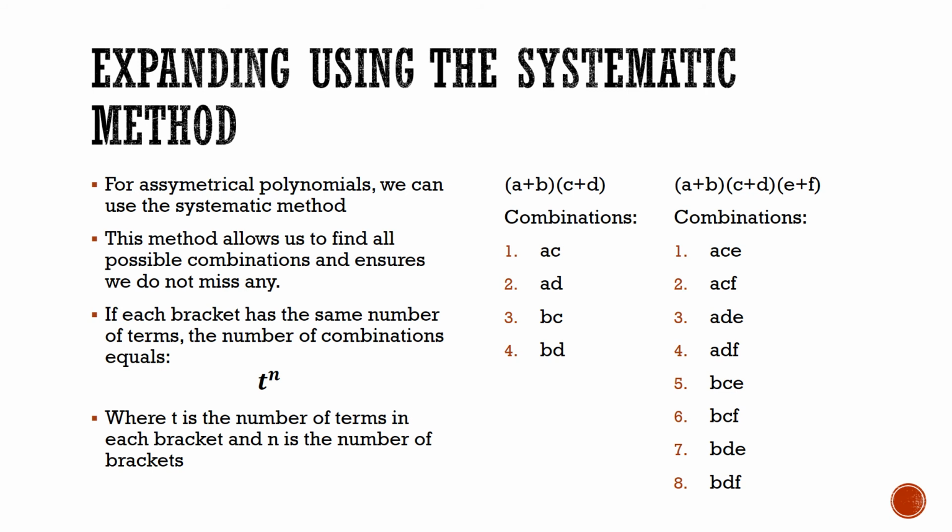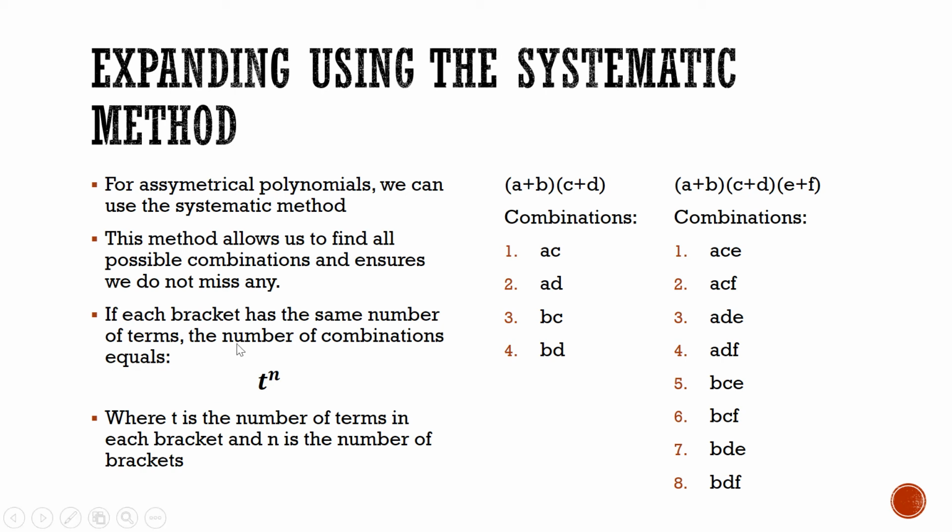This is a bit of revision from last term using the systematic method. It is essentially using the FOIL method for multiple brackets. So this does not need to be symmetrical, okay? But it also doesn't really help us that much. It's a very long-winded method, but this will apply for every situation we have, okay?